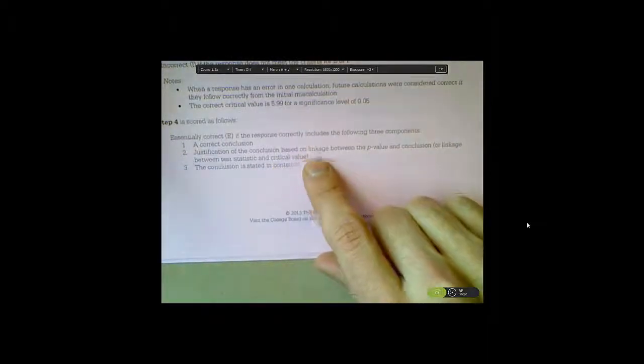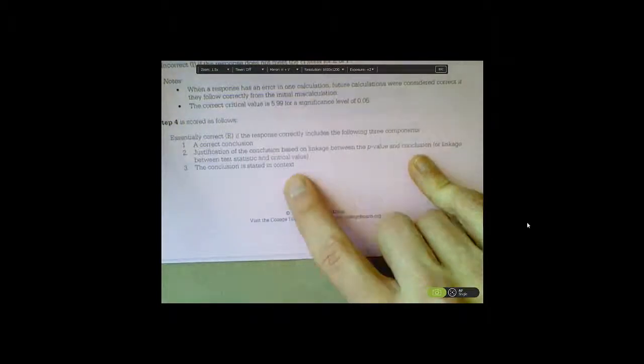In the last step of this problem, I'm going to be writing up my conclusion. So let's take a look at that. For step 4, in order to earn credit here, we need a correct conclusion, justifying the conclusion based on linkage between the p-value and the conclusion, and the conclusion is stated in context. So what I have is, since the p-value 0.011 is low at the alpha equals 0.05 level, we reject the null. There's a linkage. We have strong evidence that age group and if a person eats more than 5 fruits or vegetables a day is not independent. So I'm talking about evidence for my alternative.